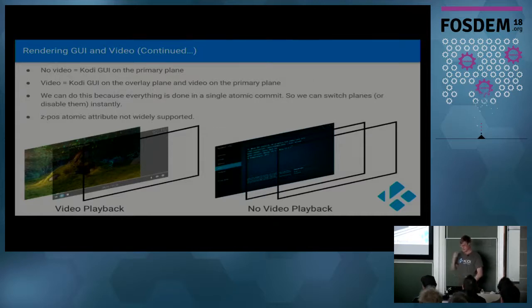So what we actually do in Kodi now is we get a frame and we pass it to the plane for video playback. And the video playback really wants to be in the primary plane. And we want to do this because the overlay plane is made to be in front of the primary plane. And we put the Kodi GUI into the overlay plane.